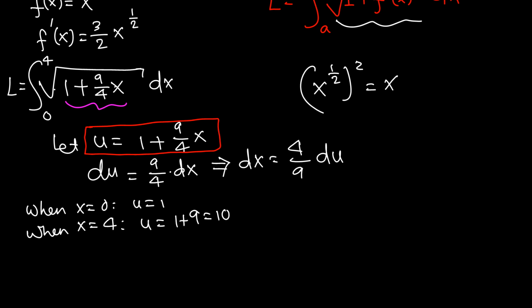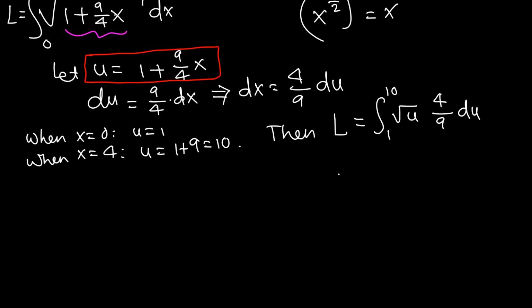Okay, now I'm going to go back and write down the arc length formula. Then this arc length is equal to 0 through 4, which in terms of the new variable u is 1 through 10, square root of u, this is u, and dx is found here, 4/9 du. Okay, let's evaluate this definite integral and we are done.